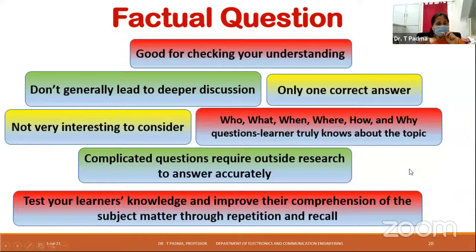Similarly, we can also test the learner's knowledge and improve their comprehension of the subject matter through repetition and recall. Continuously, we will be asking in the class, what is WHO, what is COVID. After 10 classes, again we will ask what is meant by that, so that they are able to recall based upon the number of times we repeated. So these are the factual questions.